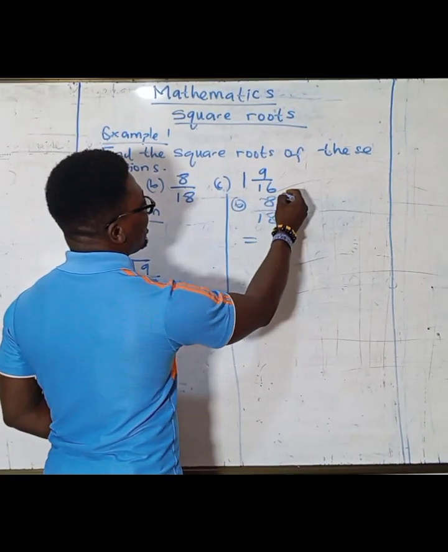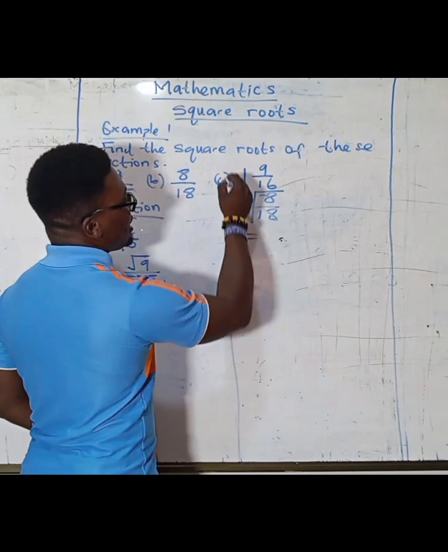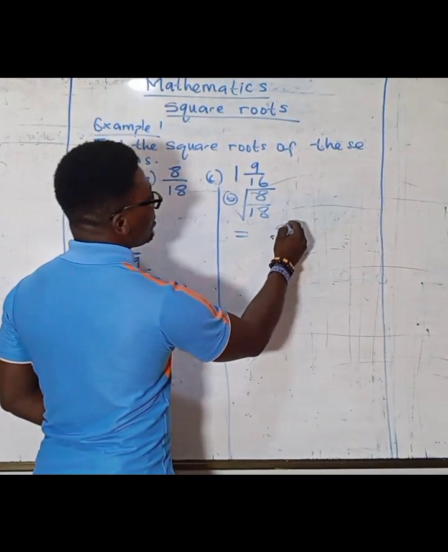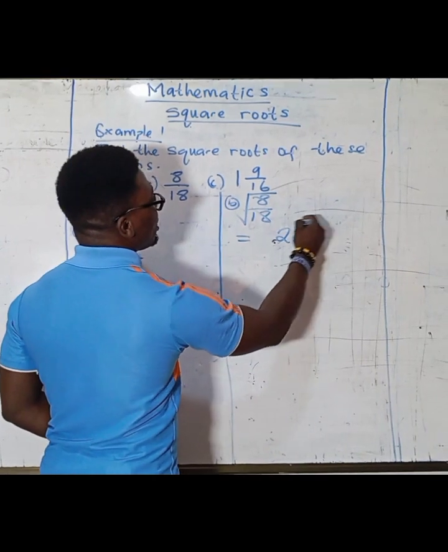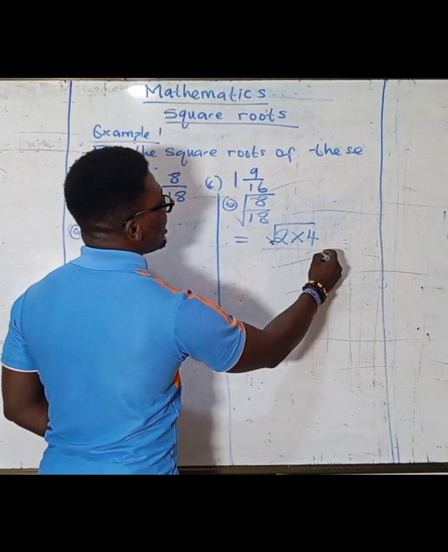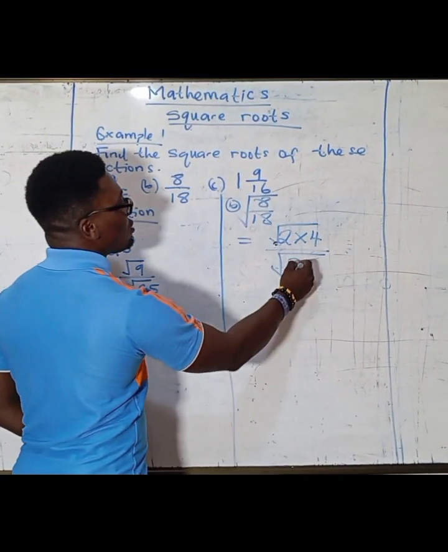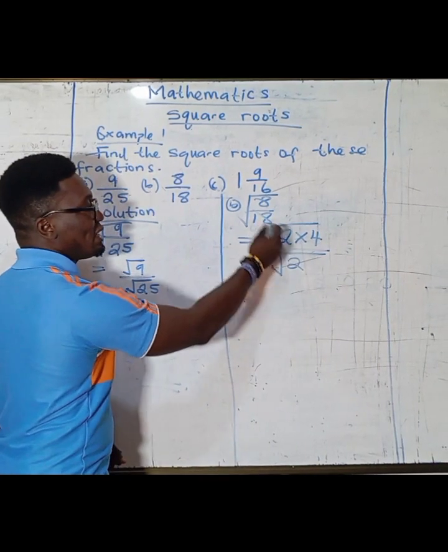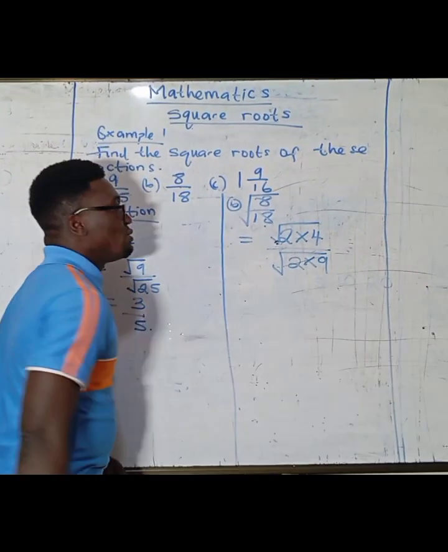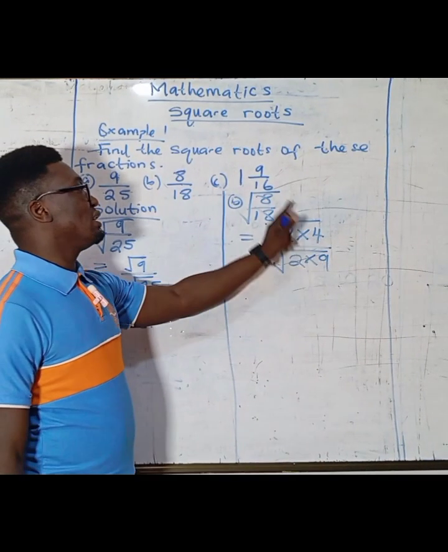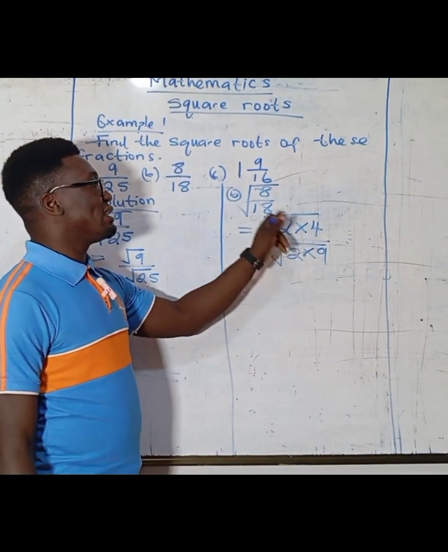So we have it as the square root of 8 over 18. So we want to multiply 2 times what will give us 8? It is 2 times 4. Square root over square root. 2 times what will give us 18? It is 2 times 9. Are we together? 2 times 4 is 8, and 2 times 9 is 18.